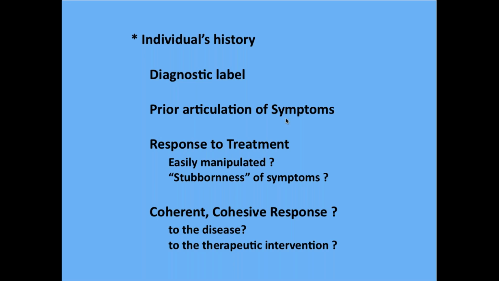Those sorts of things. We look also at what has been the prior articulation of the symptoms. So not what is the disease. As homeopaths, we think about what is the disease. So the prior articulation of symptoms would be that sort of master problem list, those multiple diagnostic labels that they've had. And what have those been, and how has that individual responded to treatment?